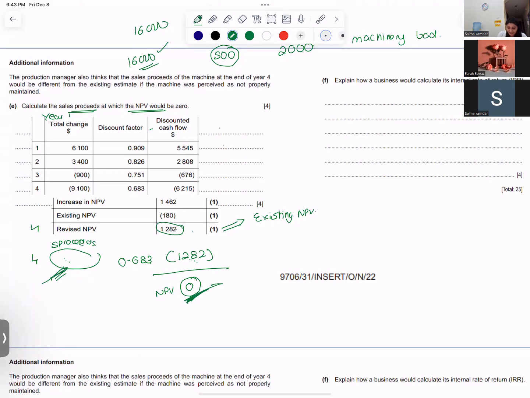So could you tell me the sales proceeds which, if multiplied by the discount factor, would give you 1282? What would be the sales proceeds? It would be 1282 divided by this, since this into this will give you 1282. So 1282 divided by 0.683 will give you the net proceeds at the end of year 4. Okay. So 1877.